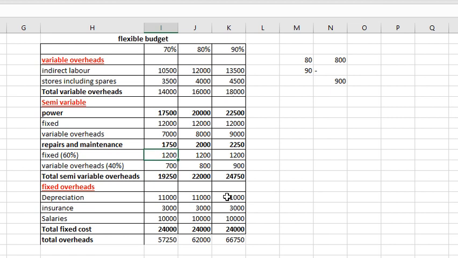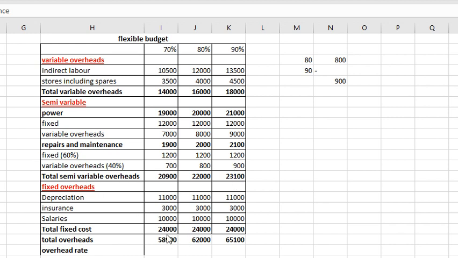So now the totals will change. We will calculate the total and find out the overhead rate. So now we have got our total overheads. Total variable overheads for 70% is 14,000, for 80% is 16,000, and for 90% is 18,000. Then for semi-variable, we have added up power, which is 19,000, and repairs, which is 1,900, both fixed and variable. So the total semi-variable is 19,000 plus 1,900, which gives us 20,900. The same way for 80% capacity, 20,000 plus repairs and maintenance 2,000 gives us 22,000. Then for 90%, power 21,000 and repairs and maintenance 2,100 gives us 23,100.